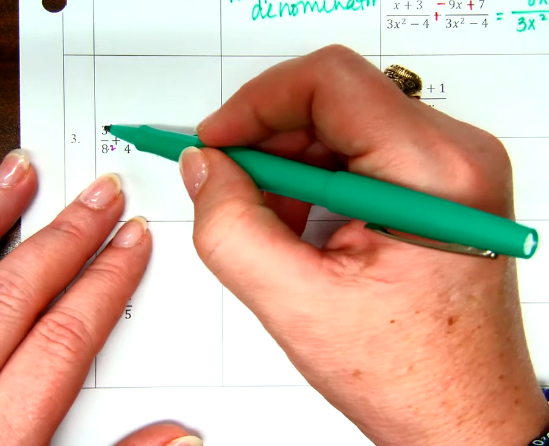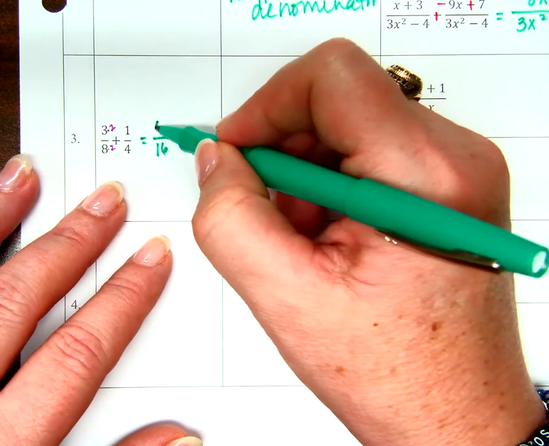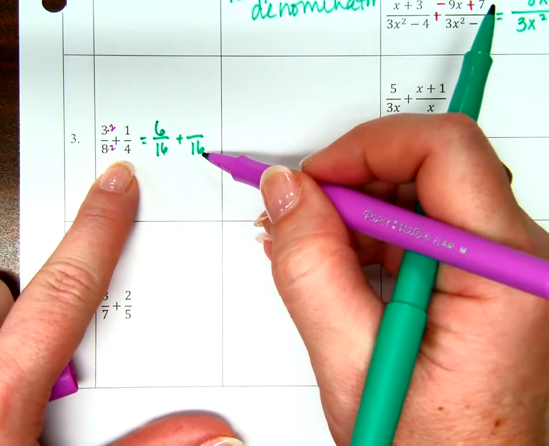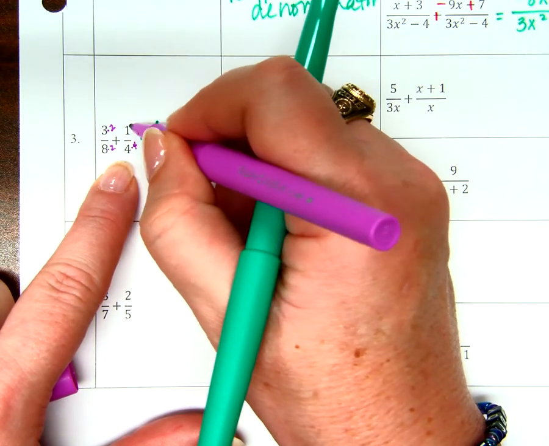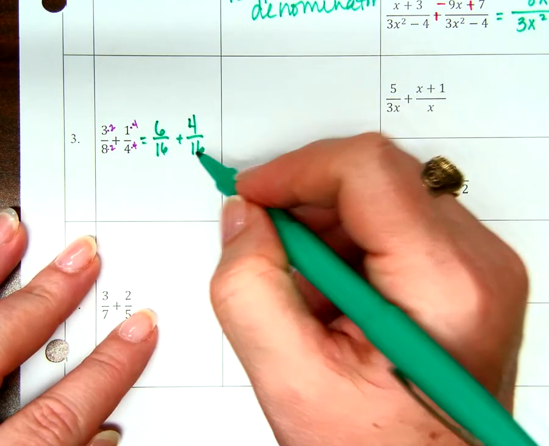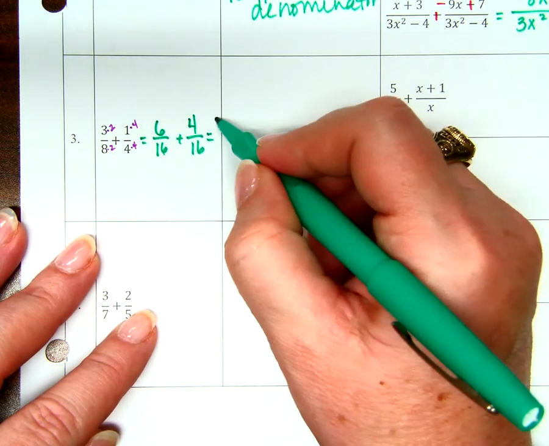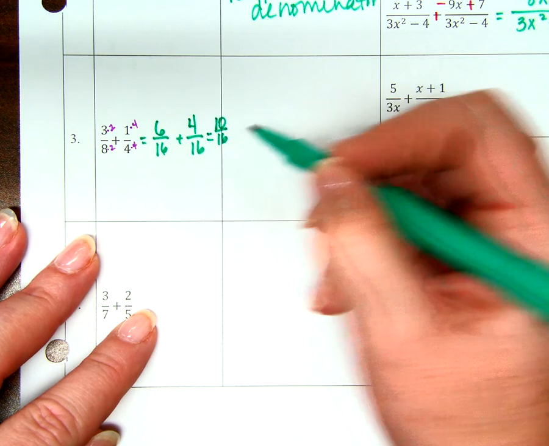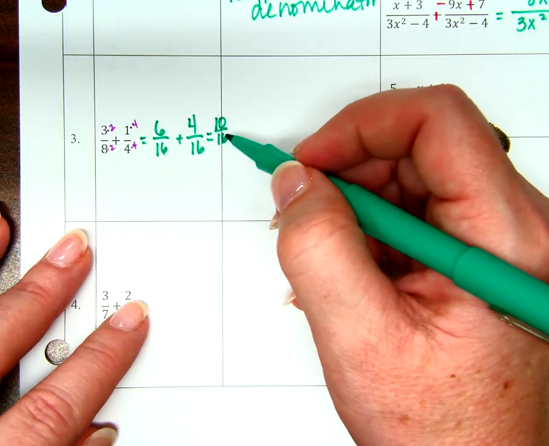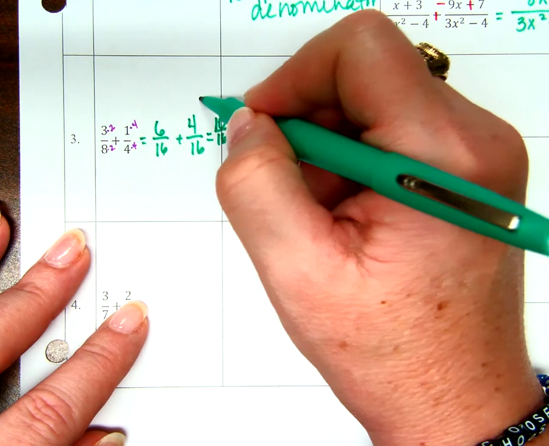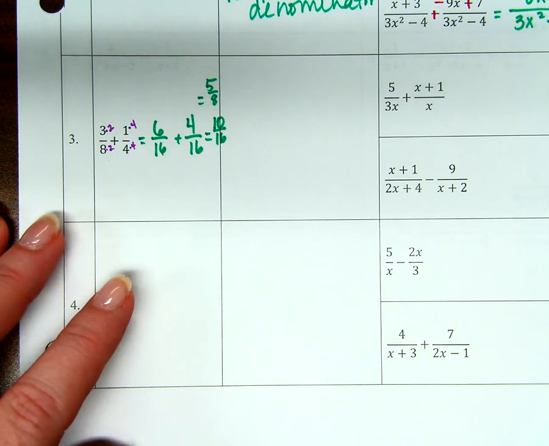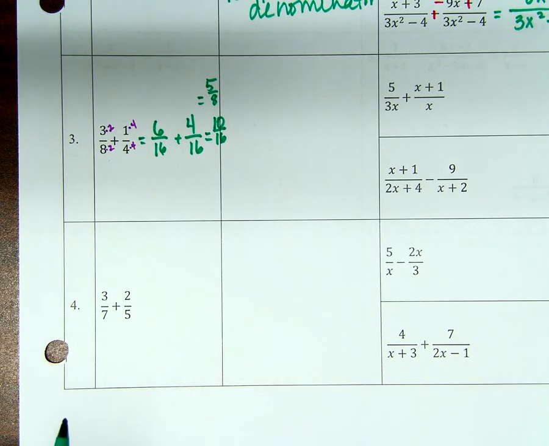Okay, so what is 3 times 2? 6. Okay, what do I have to multiply 4 by to make it become 16? 4. So I also have to multiply numerator by 4. So what do I get here? 10 over 16. Well, aren't both of those numbers divisible by 2? What do I get if I divide them both by 2? 5 over 8. Yay, I got an answer.